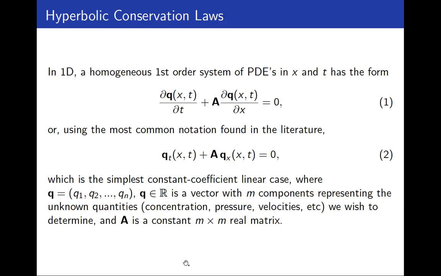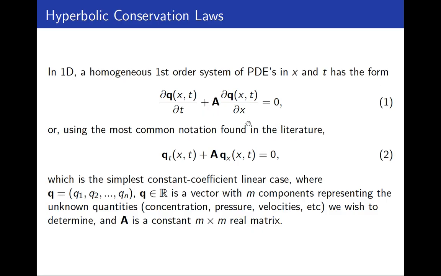So Q can be either, for instance, concentration if we are talking about particulate matter. It can be pressure if we are talking about gases. It can also be velocities when we are talking about fluid systems, etc. And then we have that Q is dependent on both position and time. So we have here changes, temporal changes of Q. And then in this term, we have a matrix A, which is a constant m times m real matrix. And then here we have the spatial changes of Q, because Q can also change with position. So this equation represents a system of PDEs.